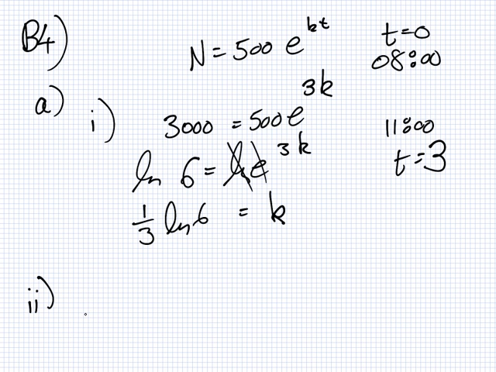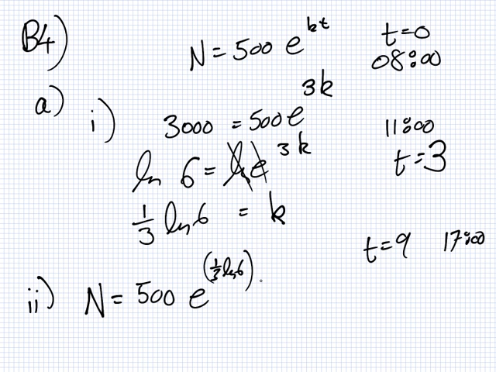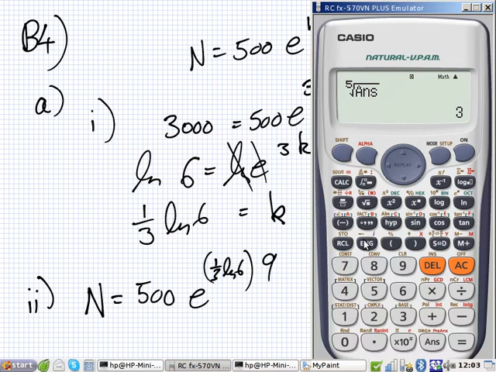Find it at 5 o'clock. So what's the N at 5, the T at 5 o'clock? T is 9 at 5 o'clock? Yeah. Okay. So that's 500 E^(KT), 9. You have it? Let me confirm. 108,000. I don't doubt you for a moment, but I'm going to check anyways.